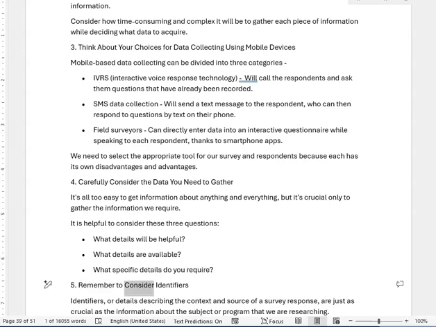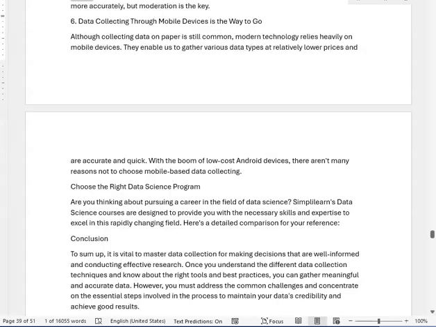5. Remember to consider identifiers. Identifiers, or details describing the context and source of a survey response, are just as crucial as the information about the subject or program that we are researching. Adding more identifiers will enable us to pinpoint our program's successes and failures more accurately, but moderation is the key.